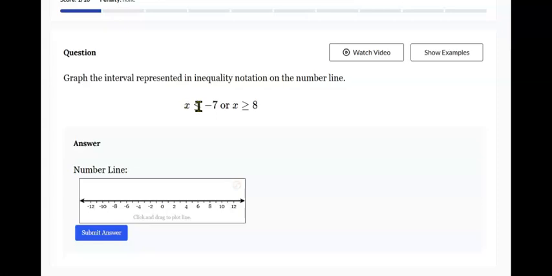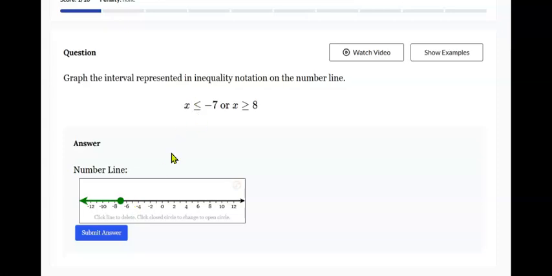So x can be any number that's less than or equal to -7. So I'm going to go to -7. I'm going to click my finger on the mouse and I'm going to hold it. Then I'm going to move my finger to the left until I reach the arrow, because I can be any number as long as it's less than -7.